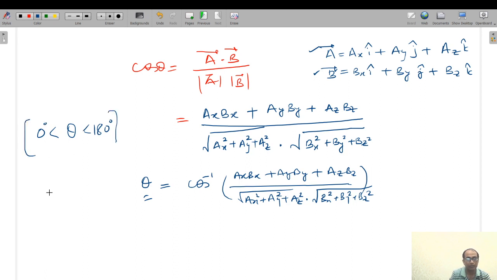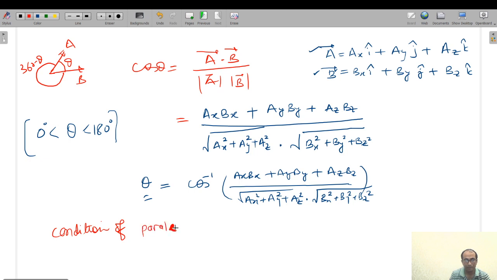If vector A is like this and B is like this, you get two angles here. Let's say this is theta and this one is 360 minus theta. The smaller of these two angles is the one you have to use here. Now, the condition of parallel vectors.